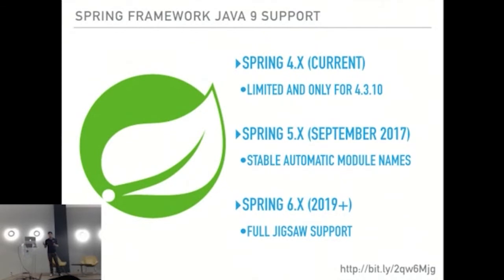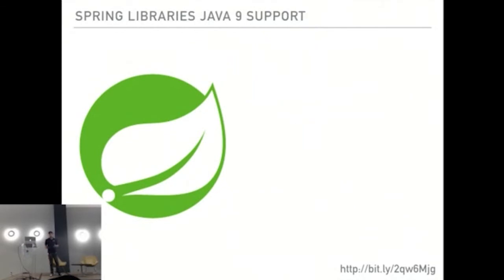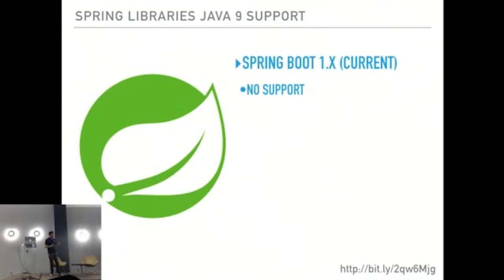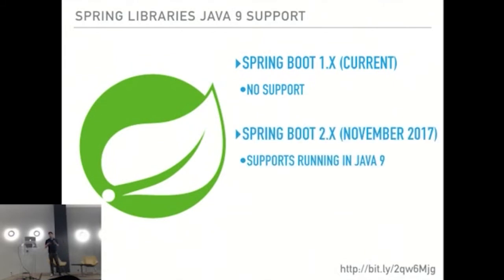So that's the Spring core framework. For the Spring libraries, the Java 9 support is going to vary. Spring Boot 1.x, no support. Again, as I showed, you can run even 1.3 in Java 9, but if you run into some sort of bug, you know, 1.3 or even 1.5, from the looks of it, those will not be fixed. Spring Boot 2, which last I checked is due out in November, is going to support running in Java 9. So if you do run into bugs, you can tell them about it and they will fix them. And then the other libraries will vary as to when and what versions they'll start supporting Java 9 in.